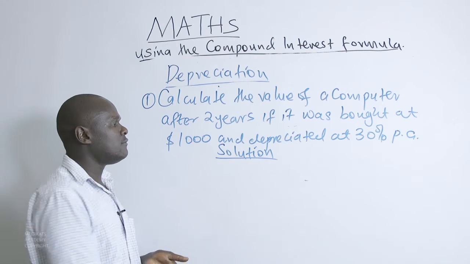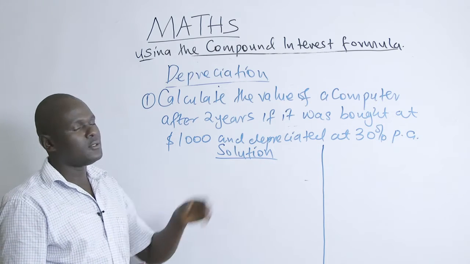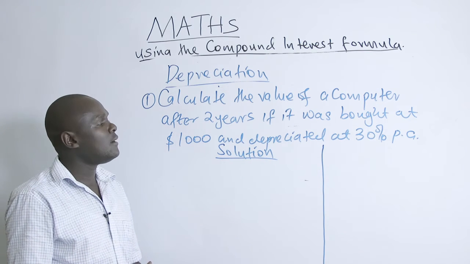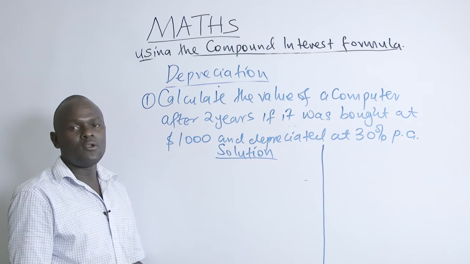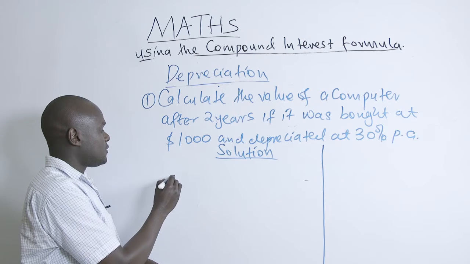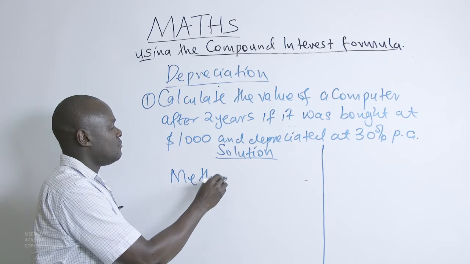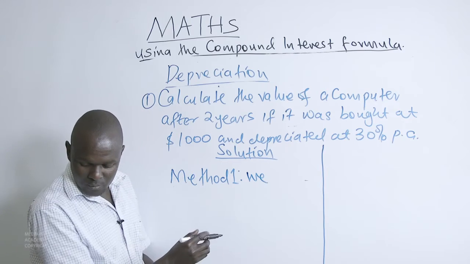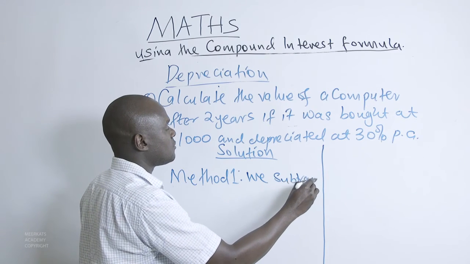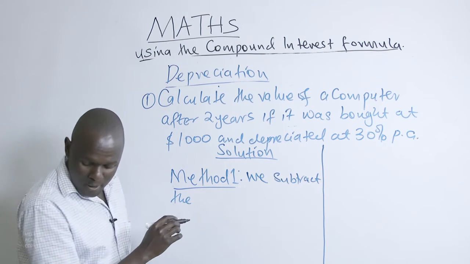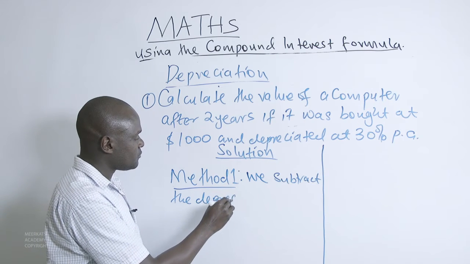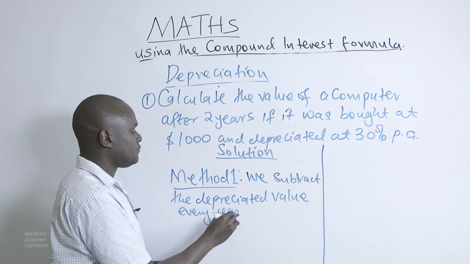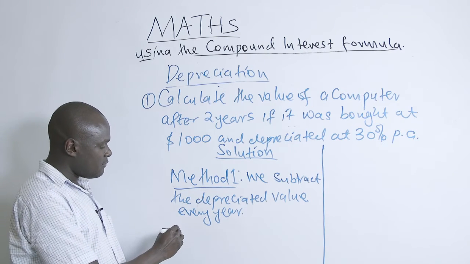And I've said in this, we can have two methods of handling this case. The first one is where we calculate the depreciation year after year, so that at the end of the second year, we look at how much is the value of the same item. So we can have two methods, and let us look at method 1 first. Method 1. In this method, we subtract the depreciated value, the depreciation value, every year. Simply that. It is as simple as that. Whereby we have the first year or year 1.